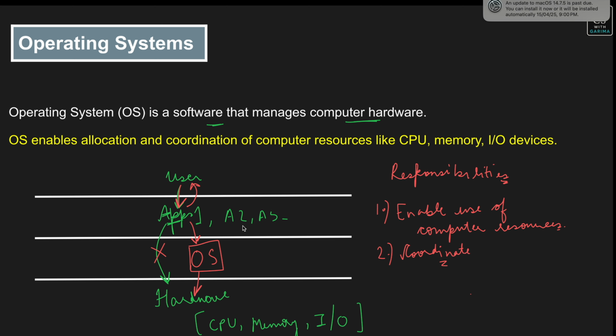Coordinate in the sense that, since I mentioned there can be several user applications running at the same time, there needs to be some mechanism that coordinates, synchronizes, and schedules the usage of computer hardware by these applications. That is the job of the operating system. And thirdly, security. The apps that are running need to be isolated from each other and should be doing an optimal usage of the computer resources.